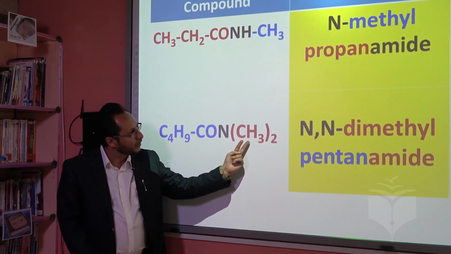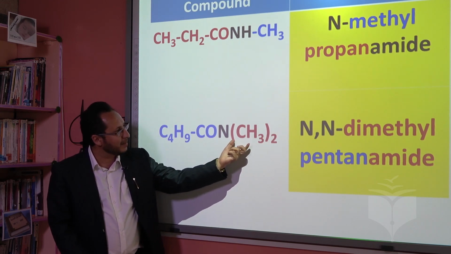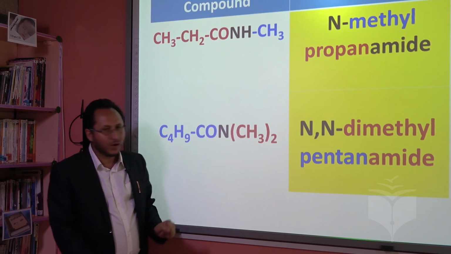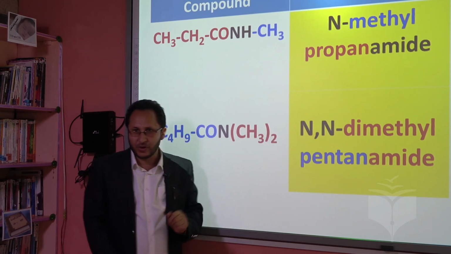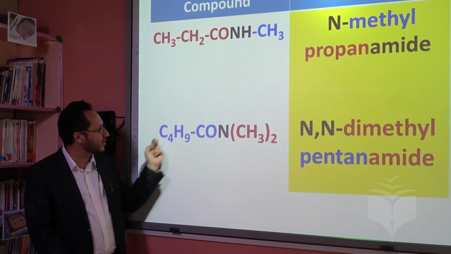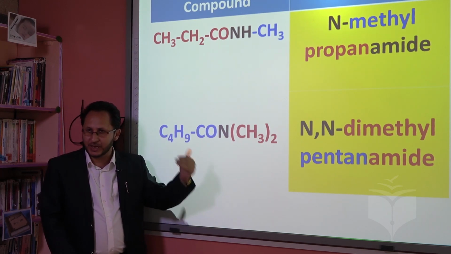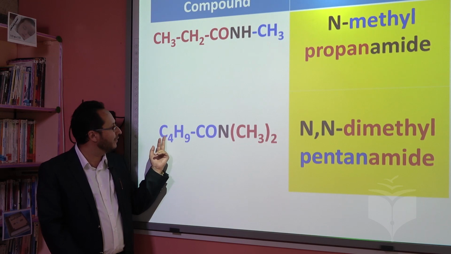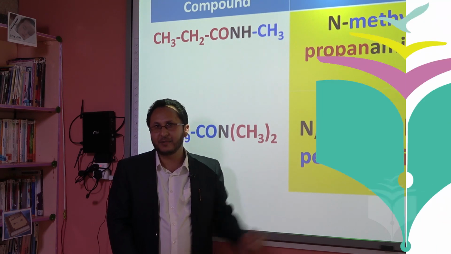Here we have 2 CH3. We have two CH3 as branches on the nitrogen atom. So it is a disubstituted amide here. So in this case, we write N, N-dimethyl for this compound. What is this compound? C4H9. So it means it is CH3, CH2, CH2, CH2, then we have CO. So how many carbon atoms now do we have? We have 5 carbon atoms. So 5 carbon atoms, we call it pentanamide.